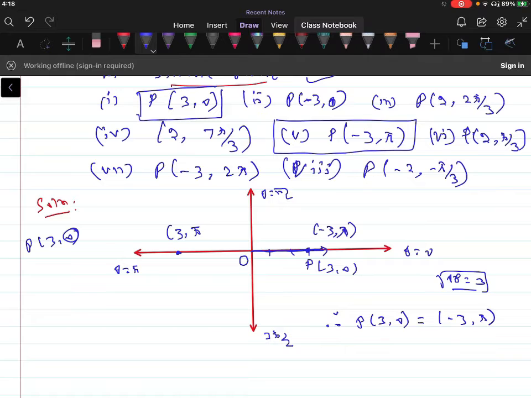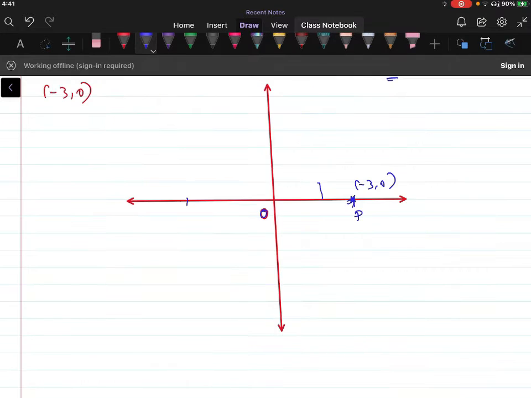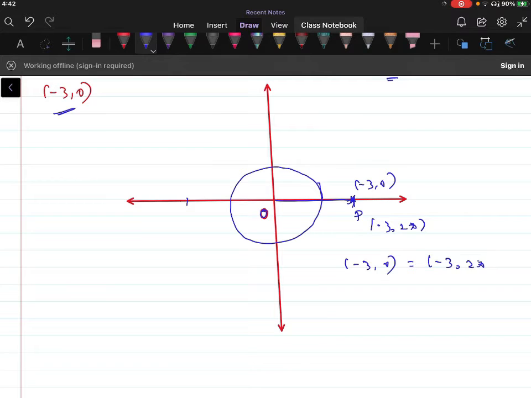So the point P1 is the same as point 5, so that is (minus 3, 5). Now let us plot P of (minus 3, 0). Plot the point (minus 3, 0) starting from the initial ray, now moving in the anticlockwise direction. Then we reach the point P once again with (minus 3, 2 pi). So (minus 3, 0) is the same as the point (minus 3, 2 pi) also.